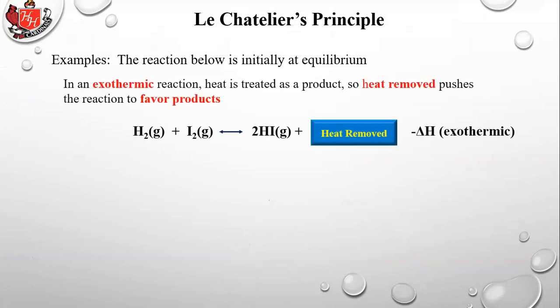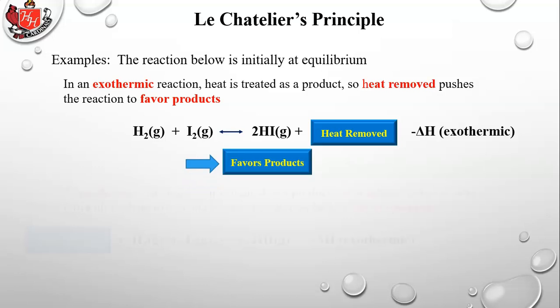In an exothermic reaction, heat is treated as a product, so heat removed pushes the reaction to favor products. So that reaction, if it's an exothermic reaction, by the way, the same reaction can't be both endothermic and exothermic. I'm just keeping the same reaction to keep things simple. Let's just say it's an exothermic reaction. That's negative delta H, negative enthalpy. That means heat will come out of it. So if you remove heat, that's going to allow the reaction or cause the reaction to move from left to right to favor products.